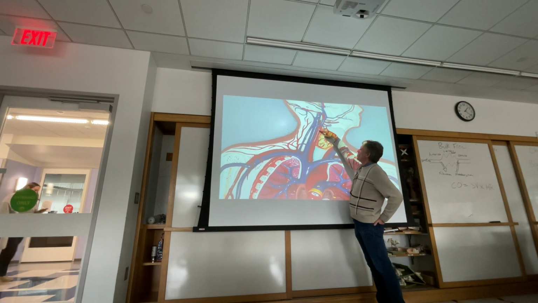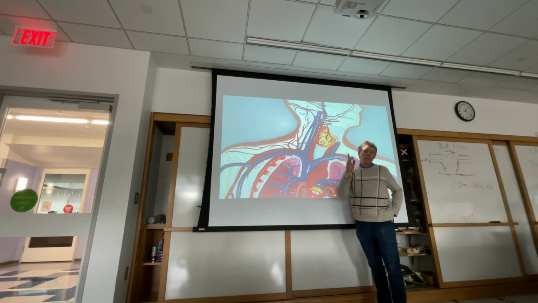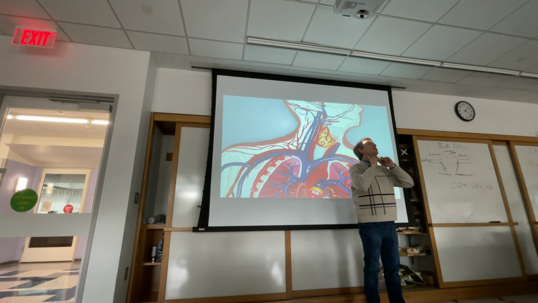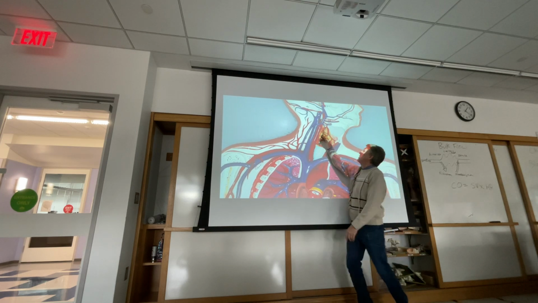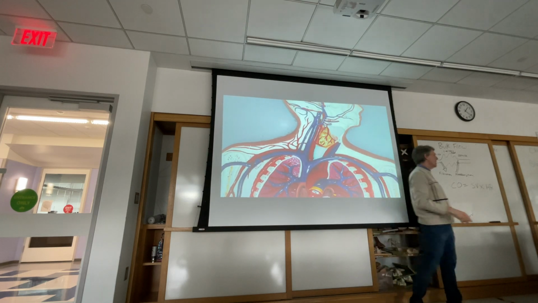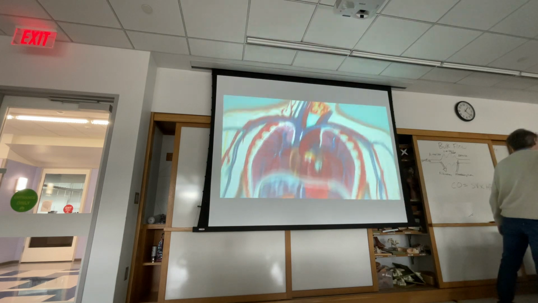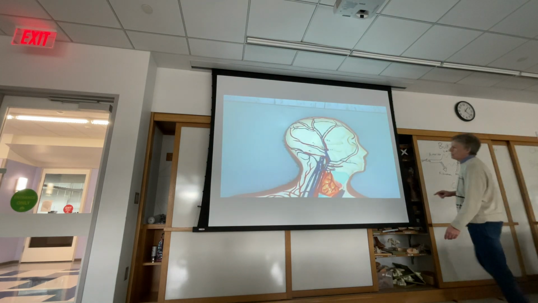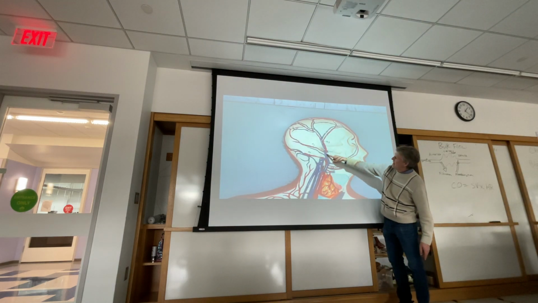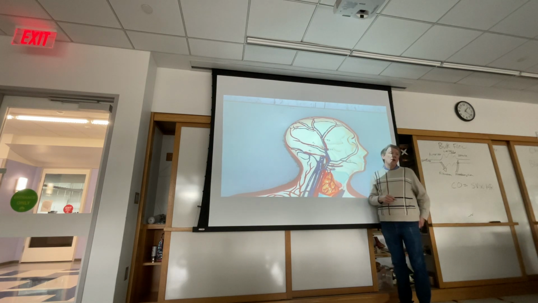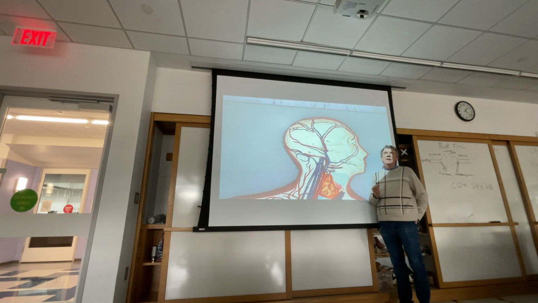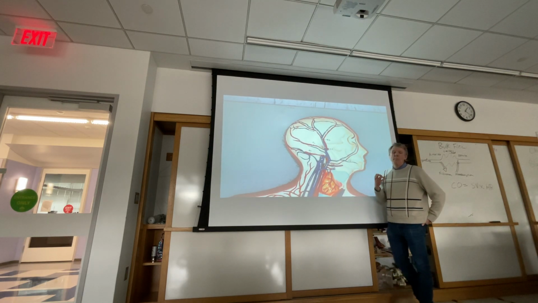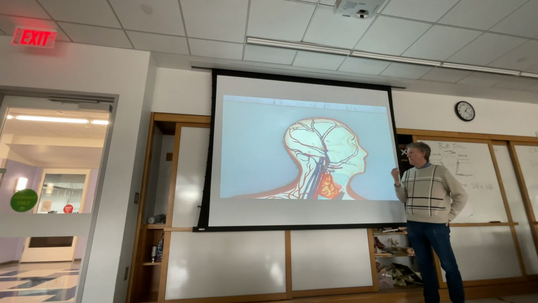You've got one branch that kind of goes lateral. So if you look at your common carotid, it's going up and then it branches. One branch goes out lateral, and that's this branch that's going up there, and that is the external carotid artery, and it's going to supply blood to like the skin of your face, the muscles of your face, that sort of thing.